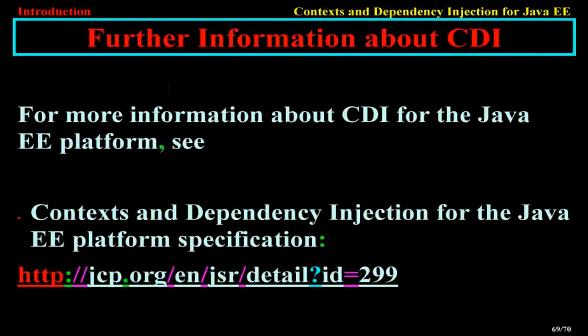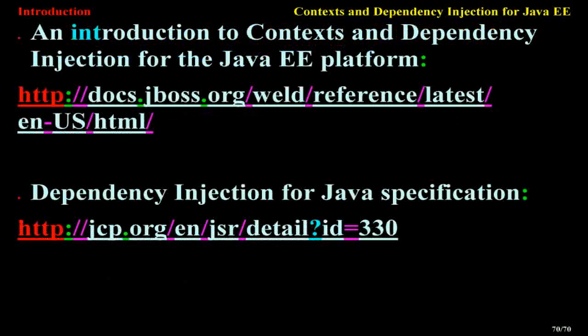Further information about CDI. For more information about CDI for the Java EE platform, see the Contexts and Dependency Injection for the Java EE platform specification, JSR 299 at jcp.org; an introduction to Contexts and Dependency Injection for the Java EE platform at docs.jboss.org/weld/reference/latest/en-US/html; and the Dependency Injection for Java specification, JSR 330 at jcp.org.